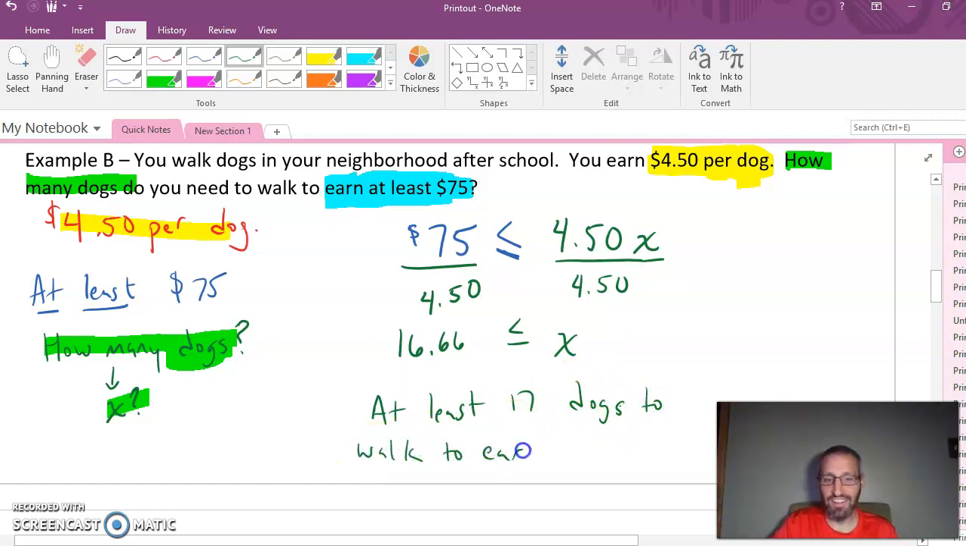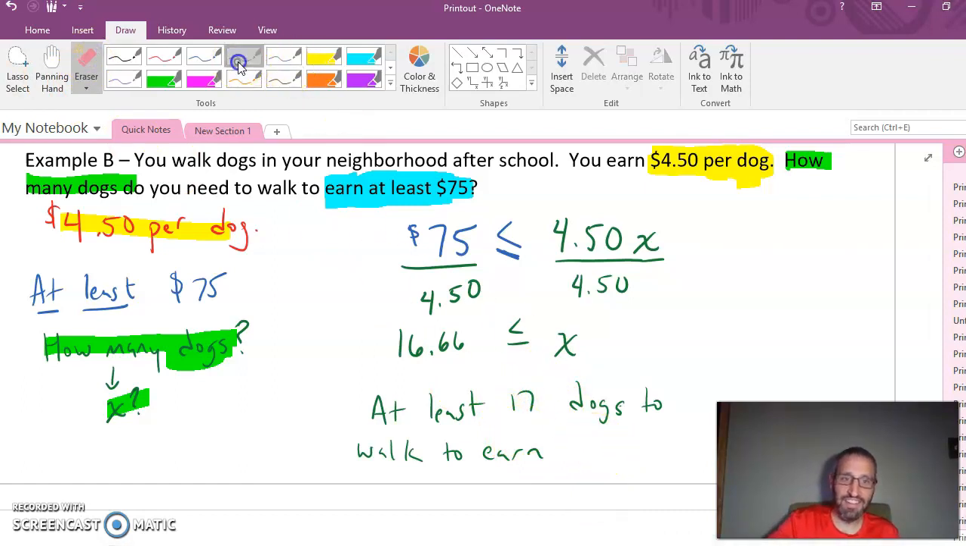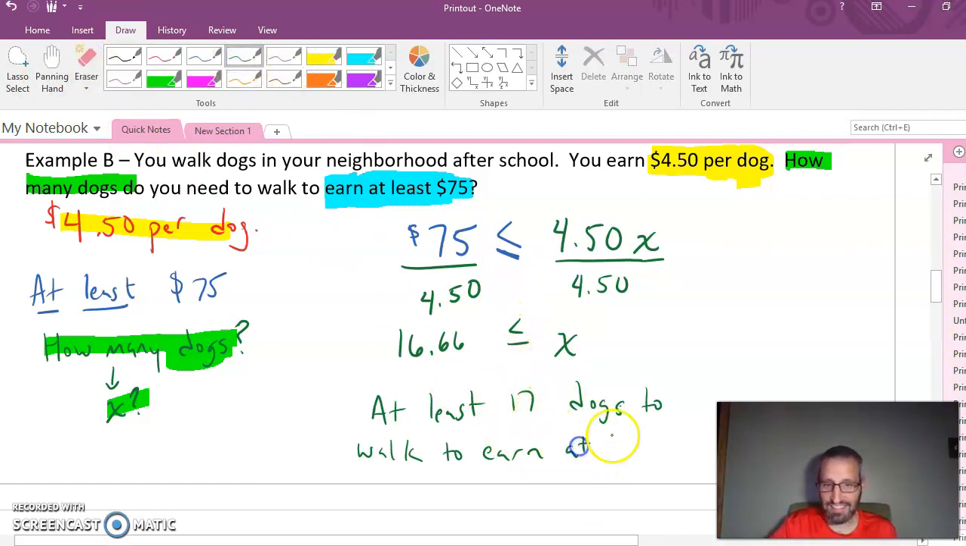to earn our $75. To earn at least $75, I should say. Don't walk partial dogs, people. Okay? All right. There's example B. And in example B, we're again translating back into words here.